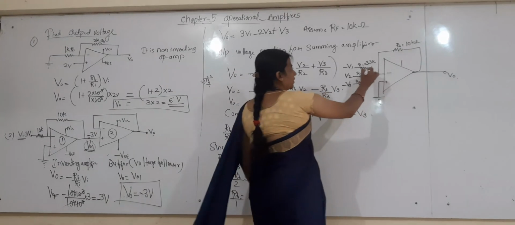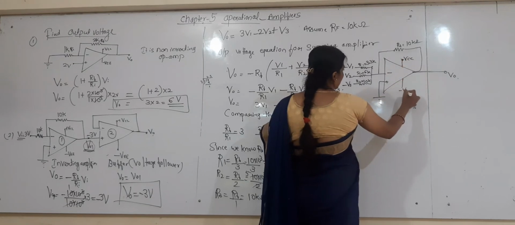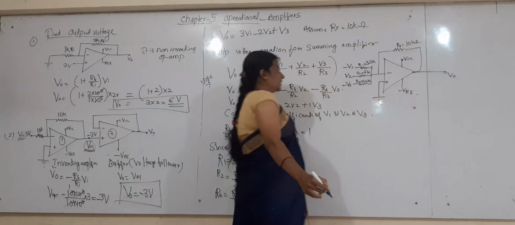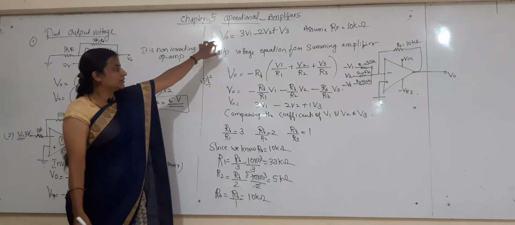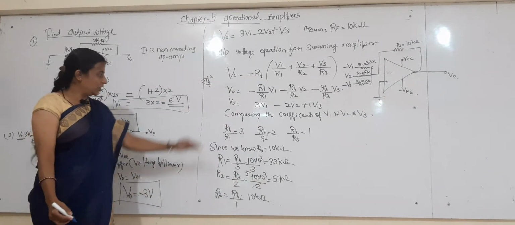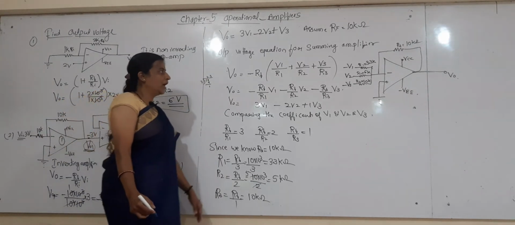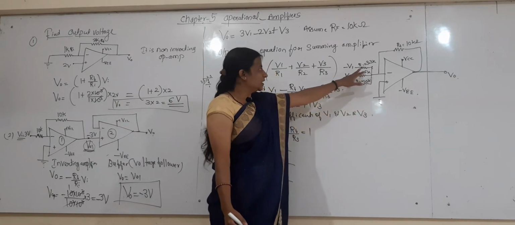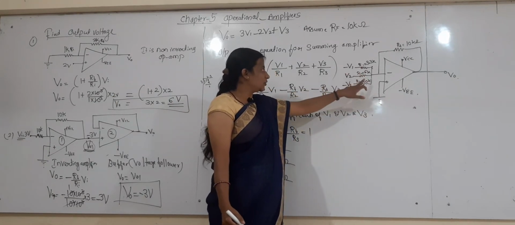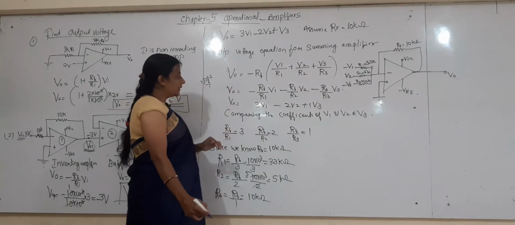We have to draw this circuit after calculation of your R1, R2 values, plus VCC, minus VEE. So this is the required solution for this problem. You have to draw the circuit. You have to find step by step these values of R1, R2, R3. After that, draw the circuit of the summing amplifier showing the different values of your R1, R2 and R3 along with the supply voltages.